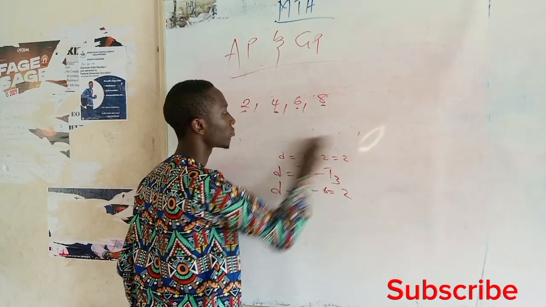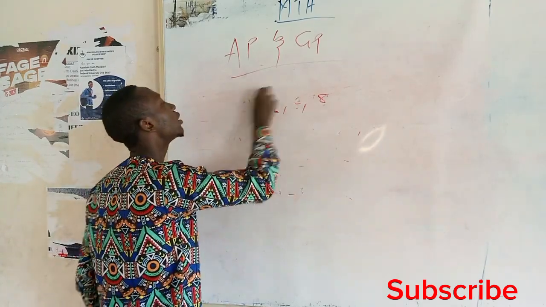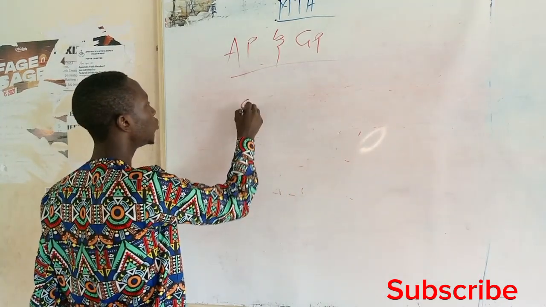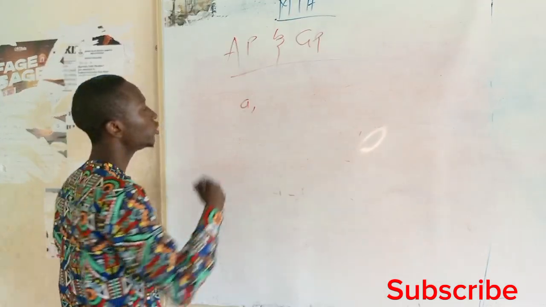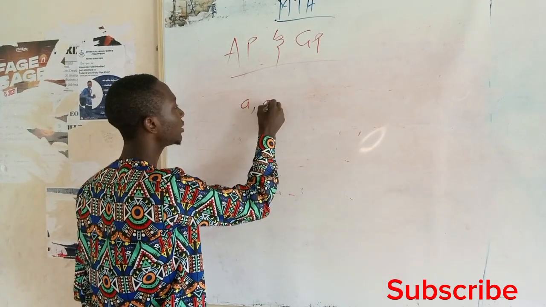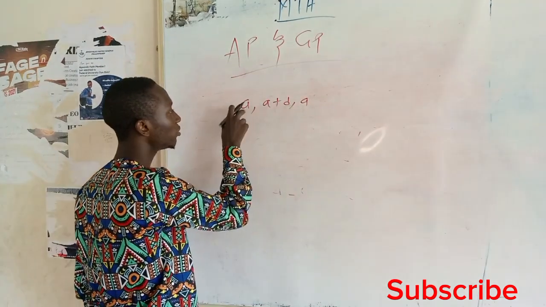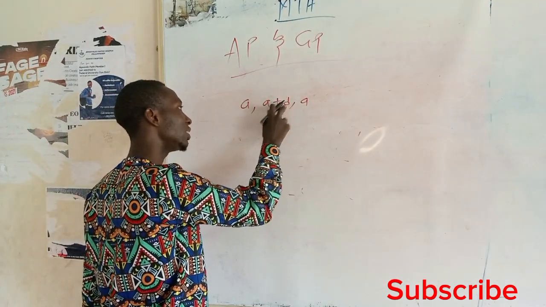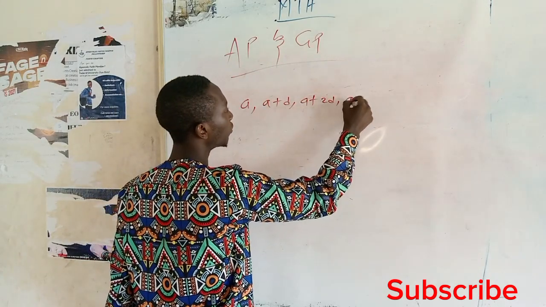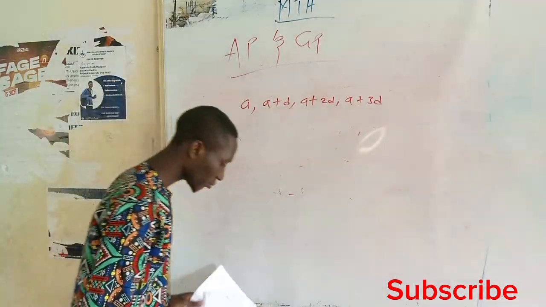Now, let's say for unknown terms. You should also know that even though we do not know the values, our first term will be A. Subsequent values increase by the common difference. So the second term will be A plus D. If you add D to this, you get the second term. Add D to this again, you get the third term, A plus 2D. Add D to this now, you get the fourth term, A plus 3D. So take note of this.